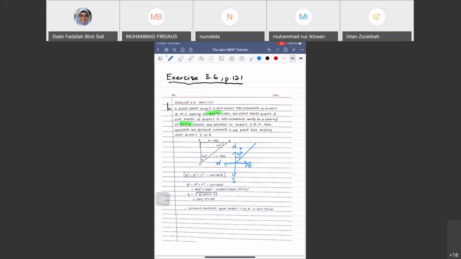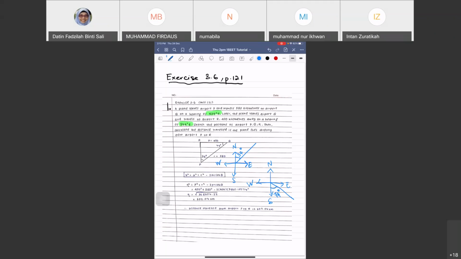I'll just draw here first to show you how to draw that south 74 degrees east. Again, this is your north, south, east, west. For south 74 degrees, that means from south going toward the east direction, so you are making 74 degrees, for example, like this.